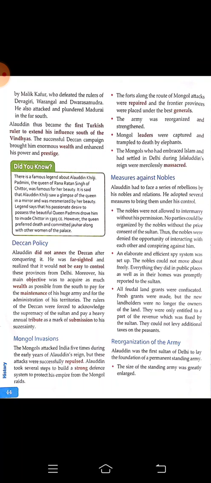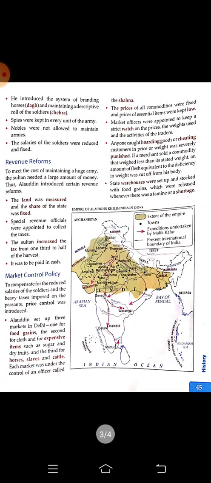Next, he introduced the system of branding horses and maintaining a descriptive roll of the soldiers. Spies were kept in every unit of the army. Nobles were not allowed to maintain armies. And the salaries of the soldiers were reduced and fixed.